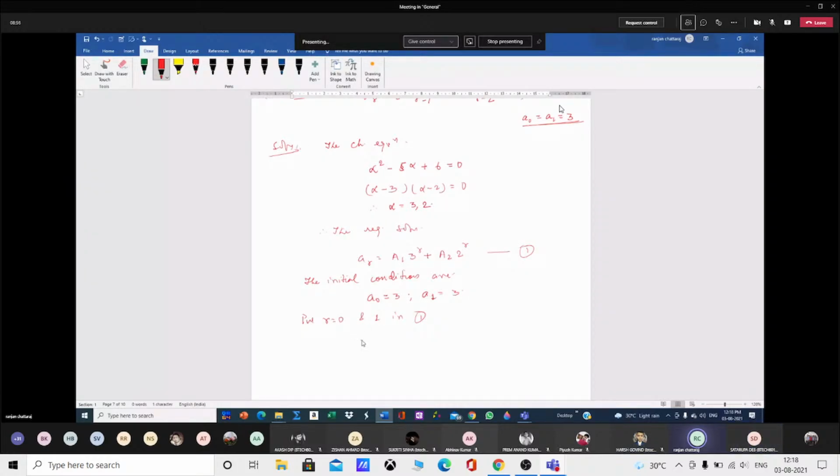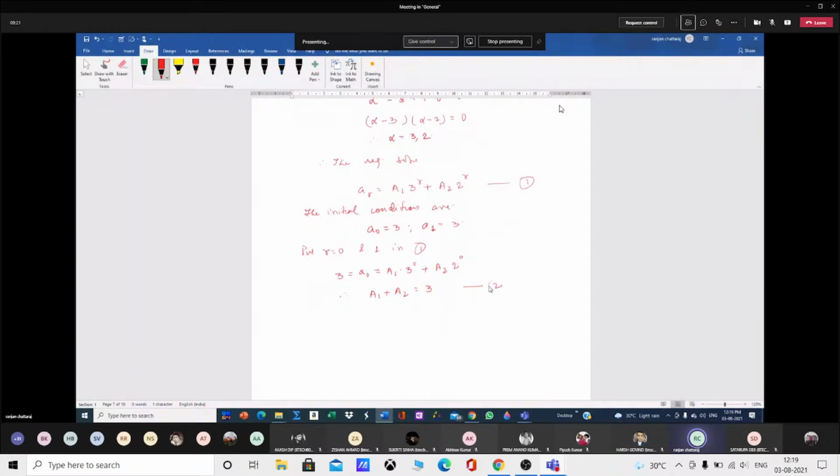So a_0 equals A1 into 3 to the power 0 plus A2 into 2 to the power 0, and a_0 is 3. So A1 plus A2 equals 3. This is equation 2. And if you put r equal to 1, you will get 3A1 plus 2A2 equals 3. This is equation 3. Now solve 2 and 3. Check it. How much will you get?